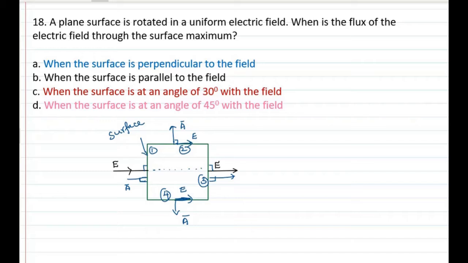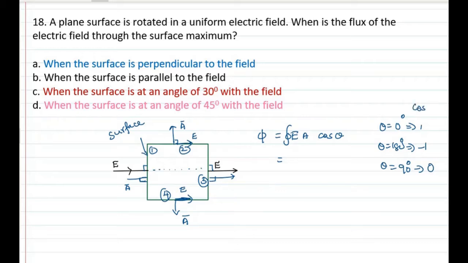So when do we get the maximum? We know the formula phi is equal to EA cos theta. So when we get it to be maximum for the entire surface, substitute for theta: for theta equal to 0 degree, we get cos 0 as 1. For theta equal to 180 degree, cos theta is minus 1. For theta equal to 90 degree, cos theta will be 0. Substitute for cos theta.